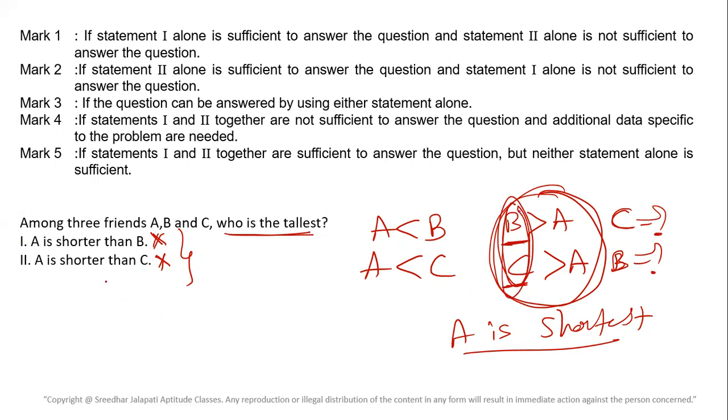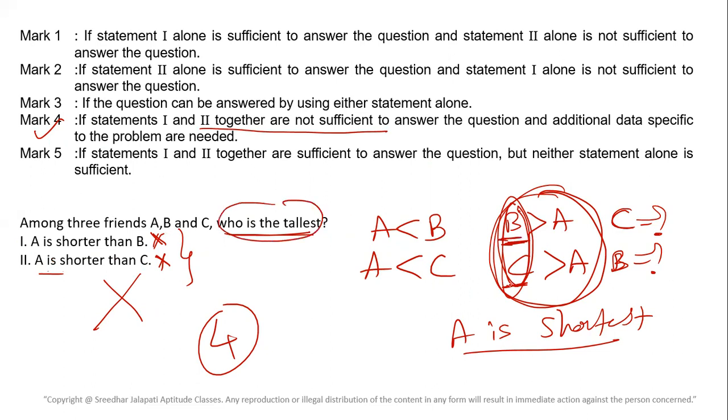Therefore, using both 1 and 2 together also, we are not getting the answer. So the answer is option 4. Together also not sufficient. We need additional information to answer. Is this clear? Why together also not sufficient? By combining both the statements, we came to know that A is shortest, but we are asked to find who is the tallest. The tallest is between B and C. Who is that exactly? We do not know. So the answer using both together also we cannot find.